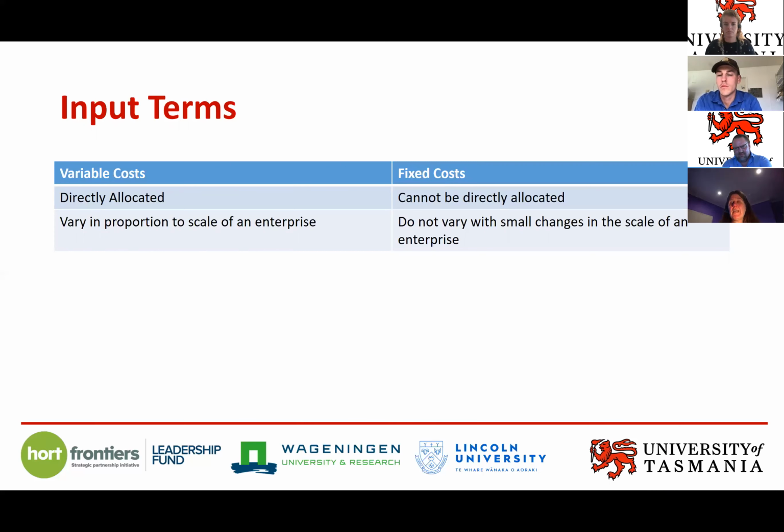Fixed costs cannot be directly allocated. So you could be paying rent on a piece of land, and if you're only using half of it, you're still incurring that fixed cost. So they don't vary with small changes in the scale of an enterprise.